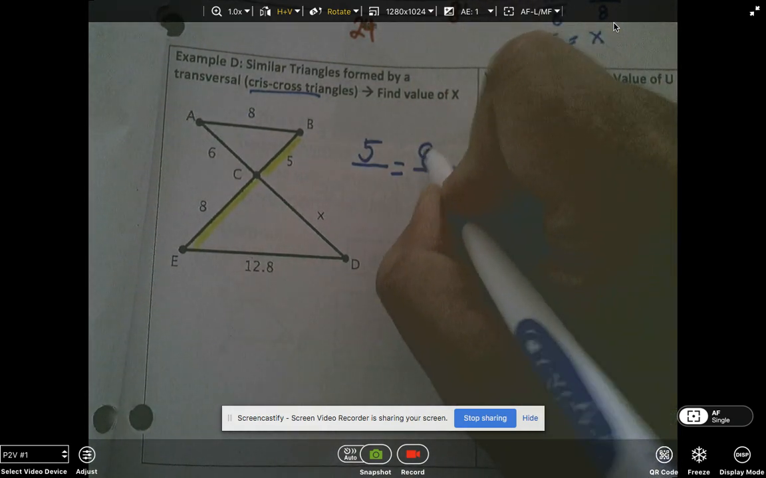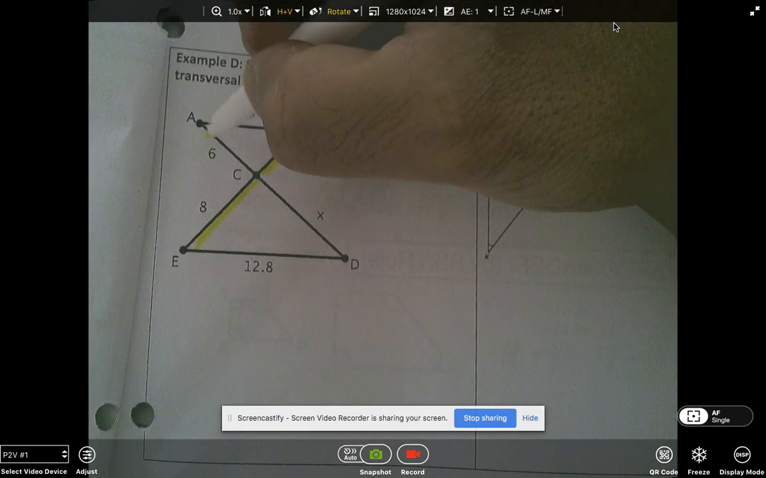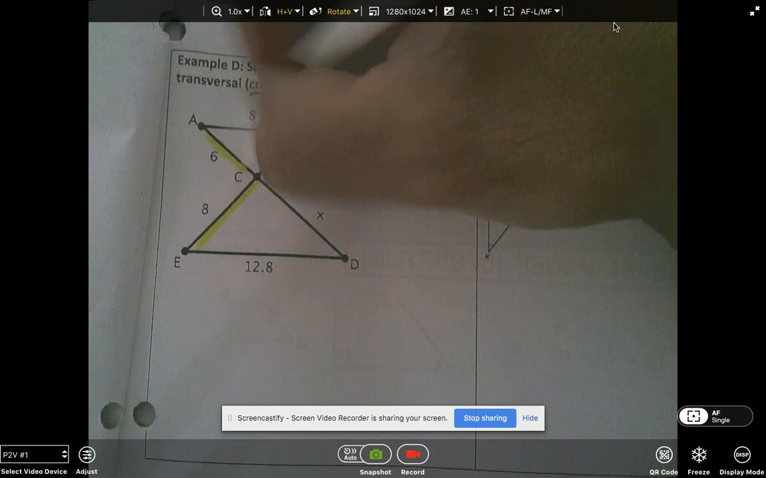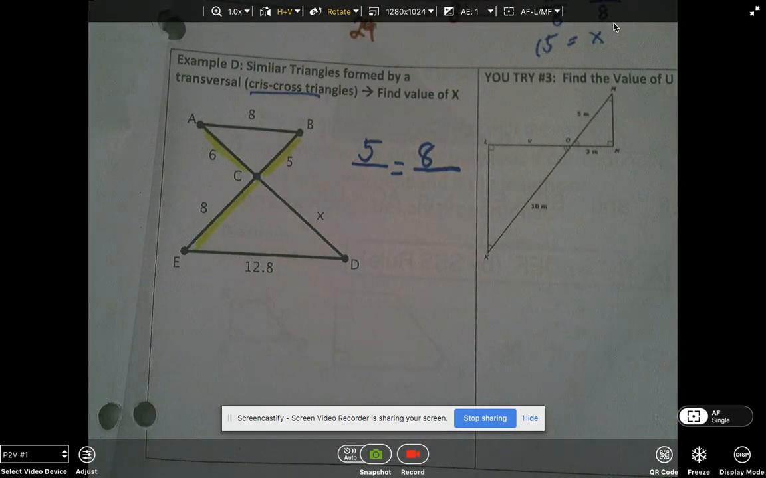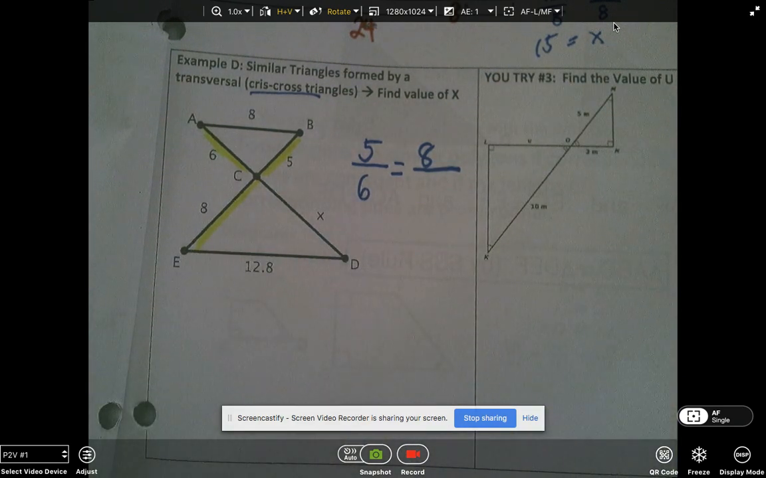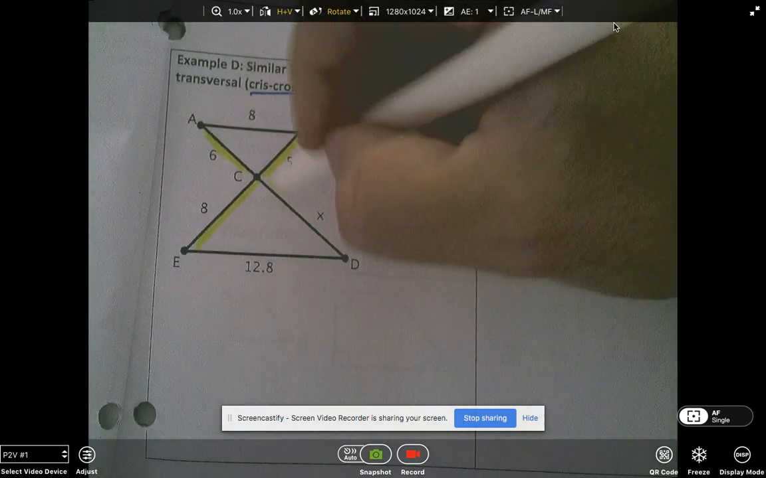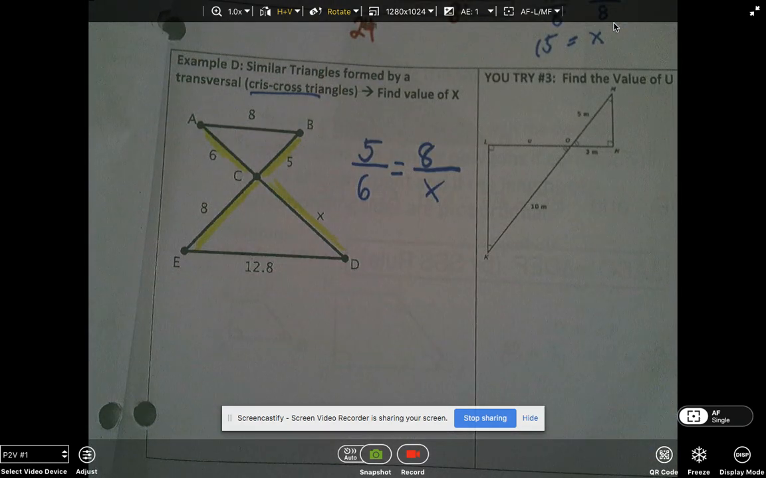It corresponds to 8. So then you could do another proportion here, and maybe you start at 6. Raise your hand. What does 6 correspond to, Marissa? X. Okay, yeah, so it goes here and it goes here. So now you have a proportion that you could set up. So that makes me really happy.